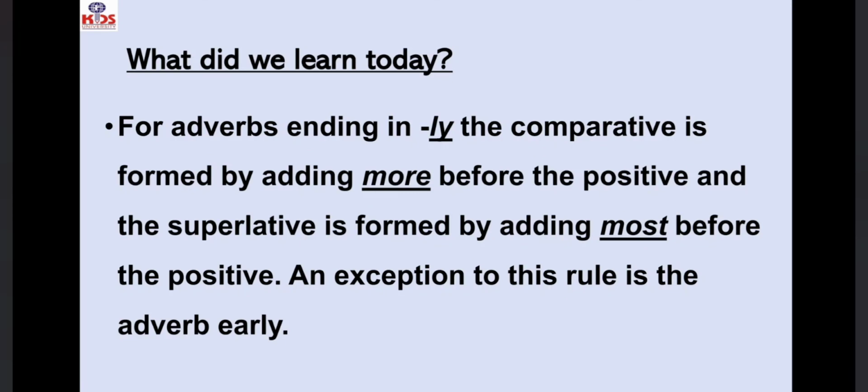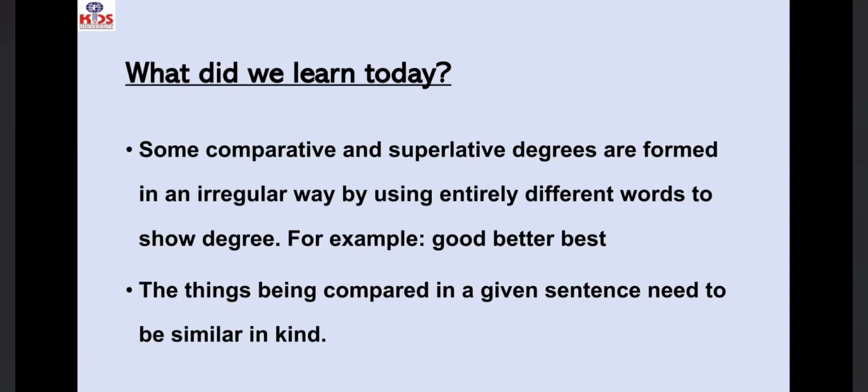And for adverbs ending in ly, the comparative is formed by adding more before the positive and the superlative is formed by adding most before the positive. An exception to this rule is the adverb early. Some comparative and superlative degrees are formed in an irregular way by using entirely different words to show degree. For example, good, better, best. The last and the most important point is that the things being compared in a given sentence need to be similar in kind.